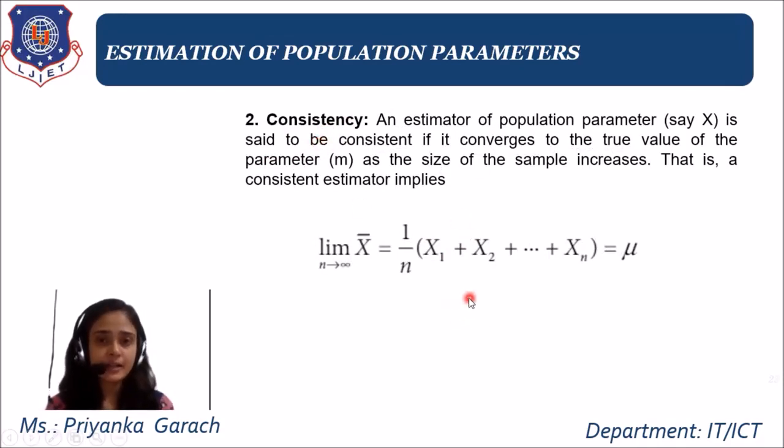So here they are telling that an estimator of the population parameter, say x, is said to be consistent if it converges to the true value of the parameter. Suppose these are my different values of x. If I add up all these values, then it should be very near to my original population parameter mu. If such a thing happens, then I can say that my estimated parameter is consistent.